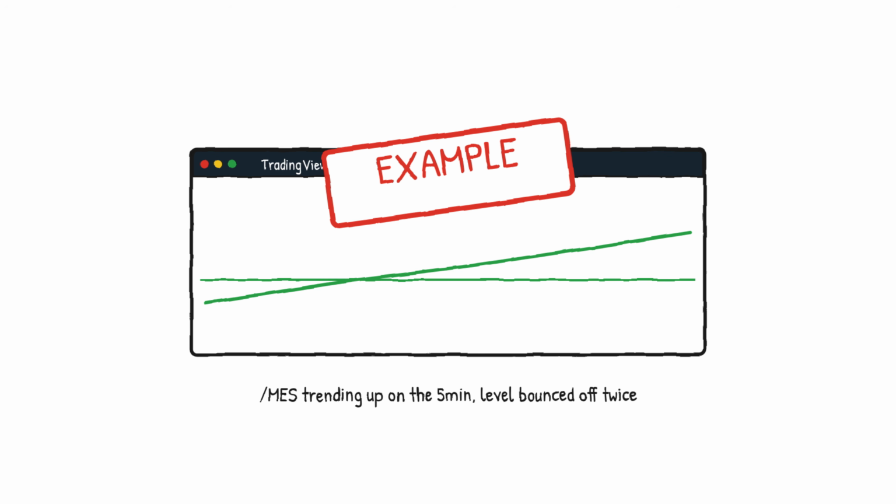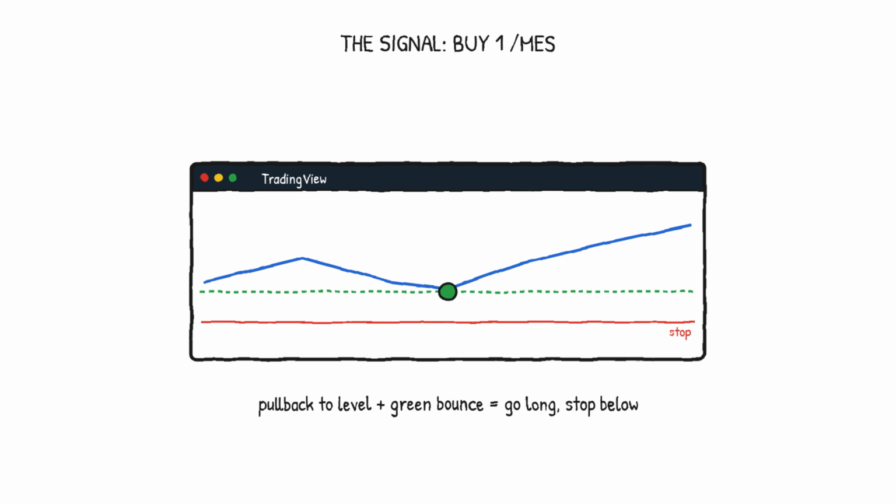Numbers are teaching. The MES is trending up on the 5-minute. You've marked a level, it bounced off twice. Price pulls back to that level and a strong green candle pushes off of it. That's your signal. You go long 1 MES right there. Stop a few points below the level. Target on a next area.